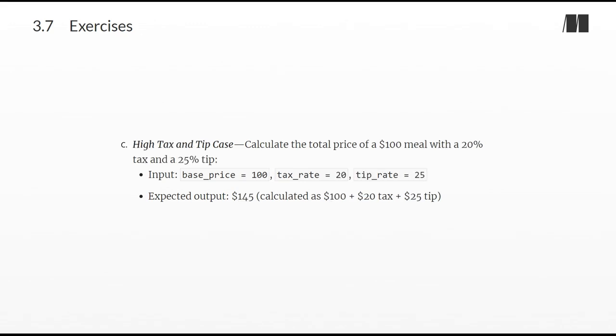C. High tax and tip case. Calculate the total price of a $100 meal with a 20% tax and a 25% tip. Input: base price equals 100, tax rate equals 20, tip rate equals 25. Expected output: $145, calculated as $100 plus $20 tax plus $25 tip.